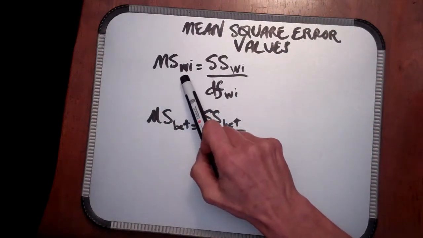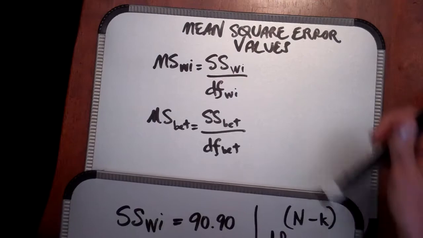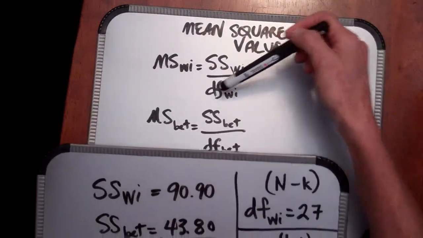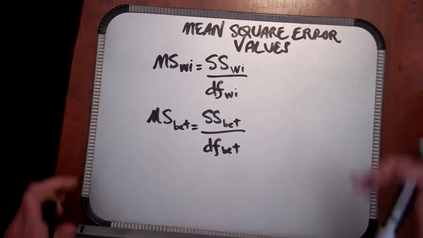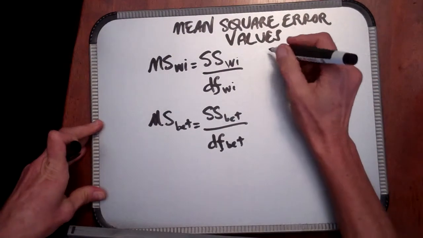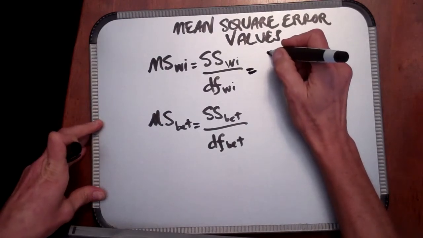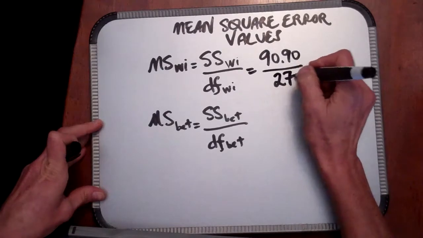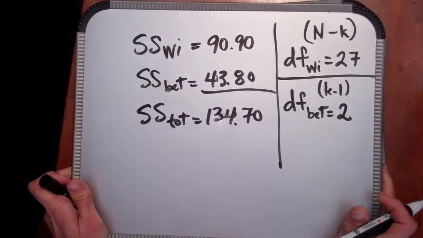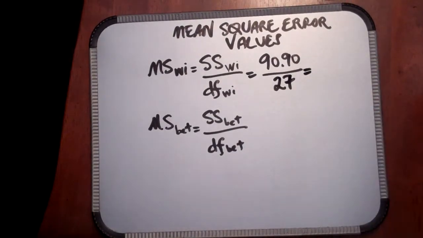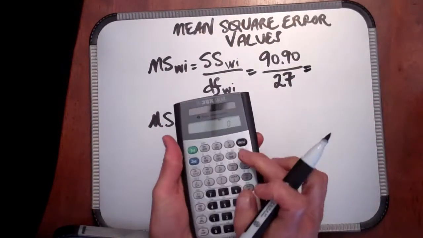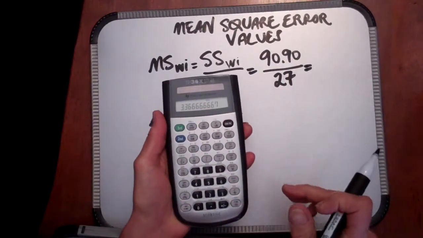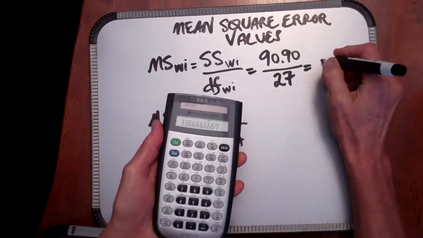Mean square error values within are calculated by dividing the sum of squares within by the degrees of freedom within. So if you take sum of squares within, in this example, is 90.9 divided by degrees of freedom within 27, you get 90.9 divided by 27, 3.37.